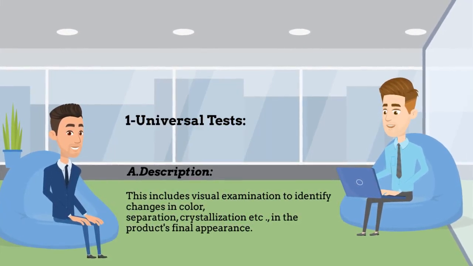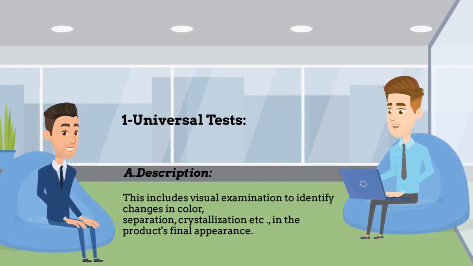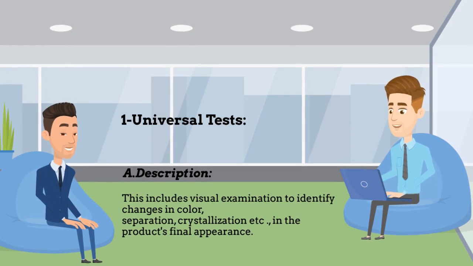A. Description. This includes visual examination to identify changes in color, separation, crystallization, etc., in the product's final appearance. And the description should specify the content or label claim of the product.